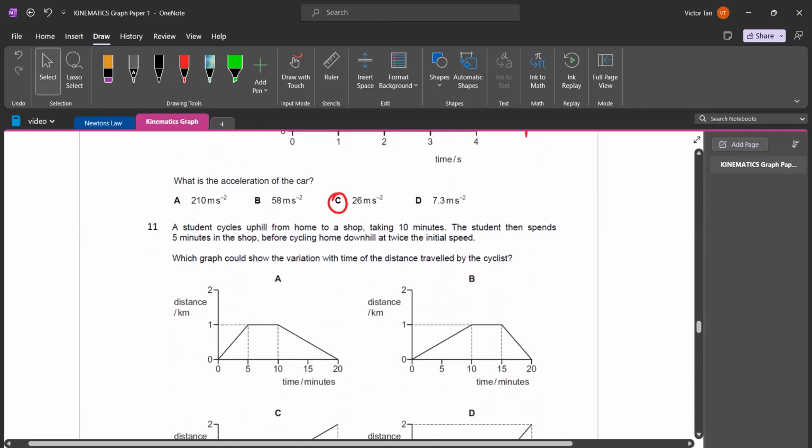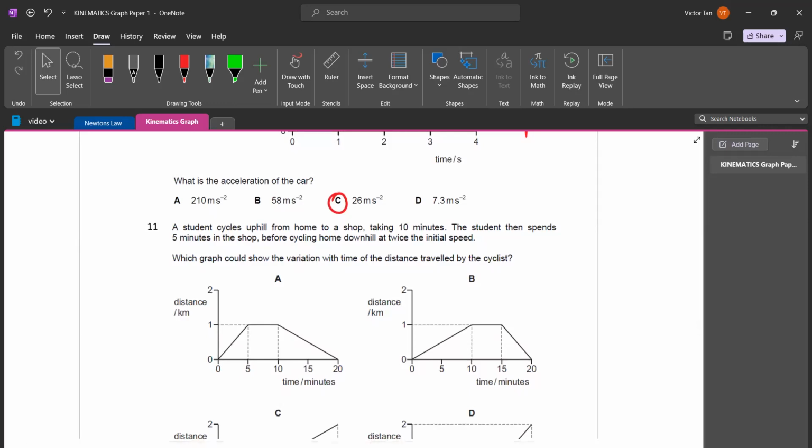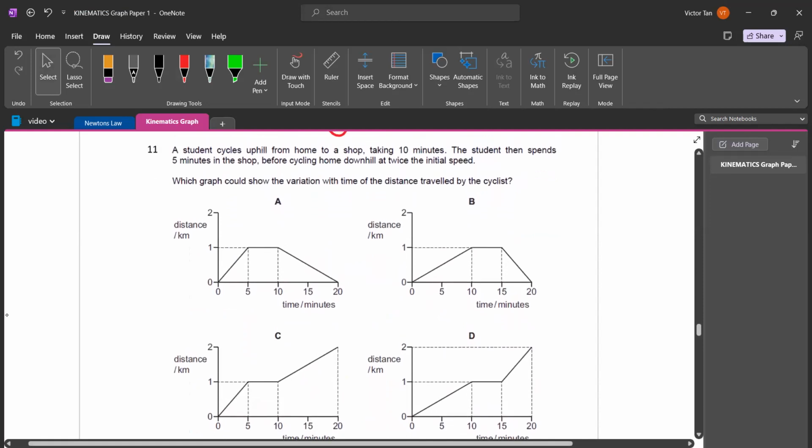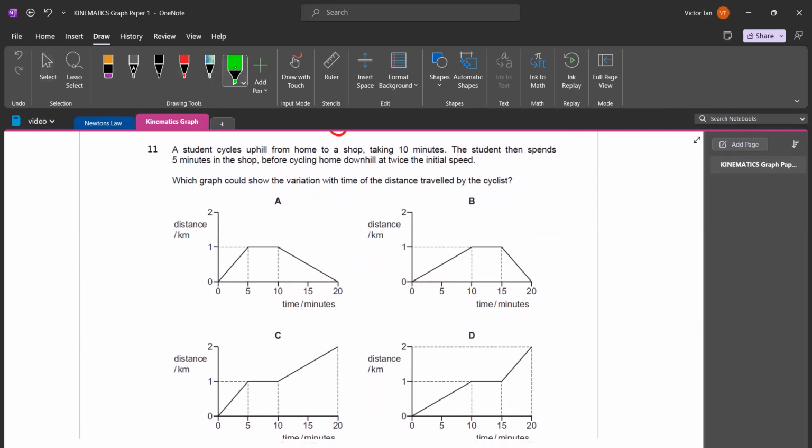A student cycles uphill from home to a shop, taking 10 minutes. The student then spends 5 minutes in the shop before cycling home downhill at twice the initial speed. Which graph shows the variation with time of the distance traveled by the cyclist? So what are the important words here? Distance. Distance is a scalar quantity and it must always take a positive value.